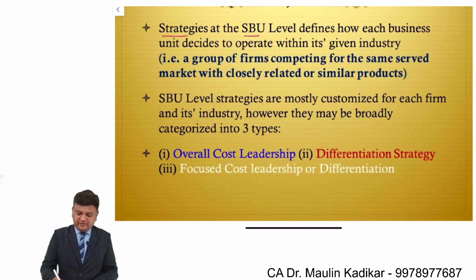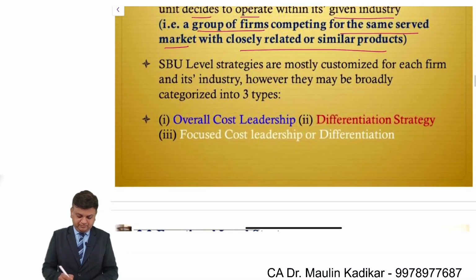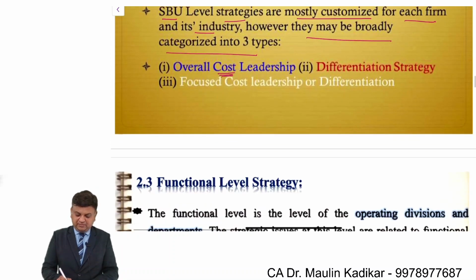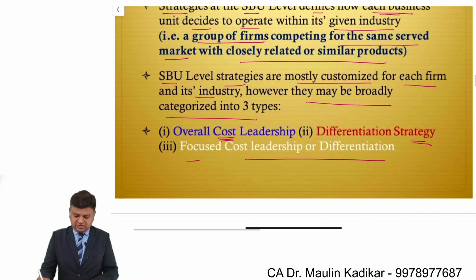Strategies at SBU level define how each business unit decides to operate within its given industry. That is, a group of firms competing in the same served market with closely related or similar products. SBU level strategies are mostly customized for each firm and its industry. However, they may be broadly categorized into three types: overall cost leadership, differentiation strategy, and focused cost leadership differentiation.